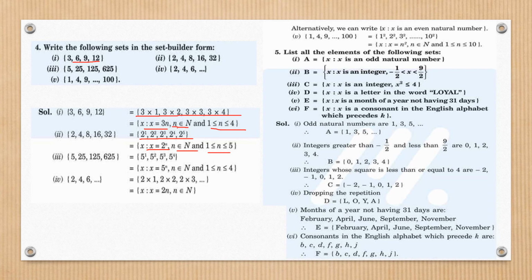Okay, 5, 25, 125, 625. So it's like 5 to the power 1, 5 square, 5 cube, 5 to the power 4. So it is like x equal to 5 raised to power n for n belonging to N and n lying between 1 and 4.